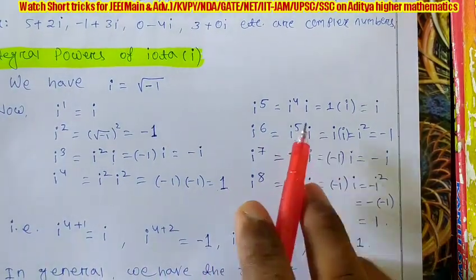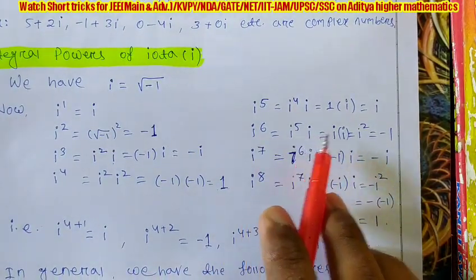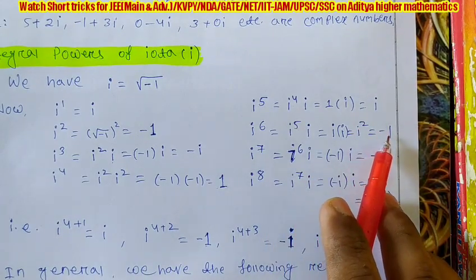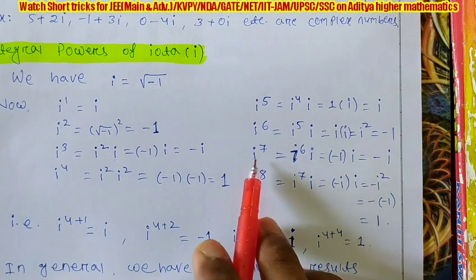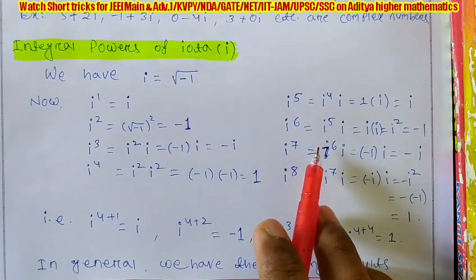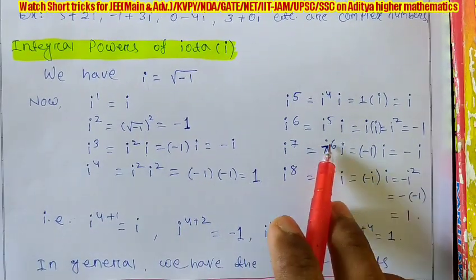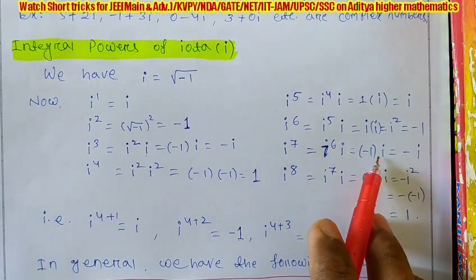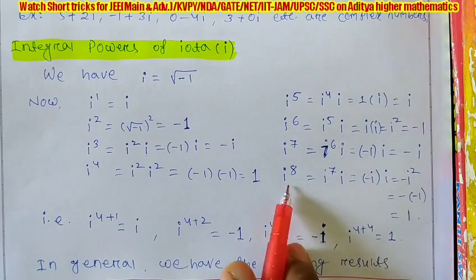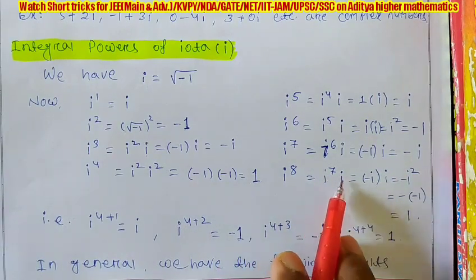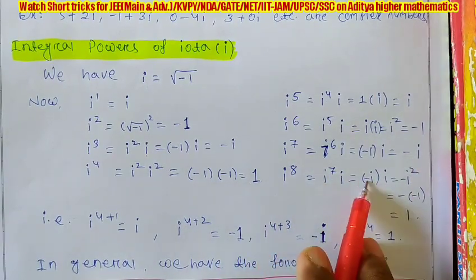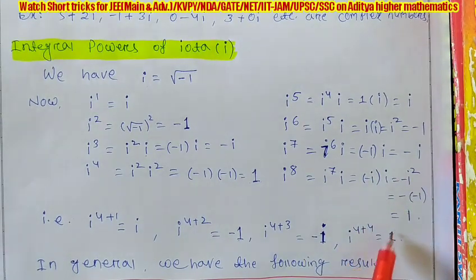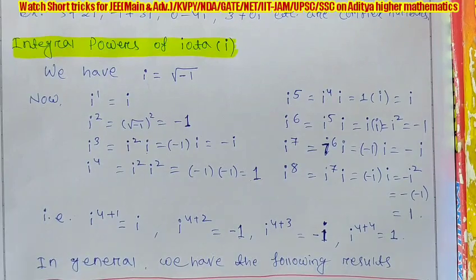Similarly I to the power 6: I to the power 5 we got as I, so I times I is I square. I square value is minus 1. Next I to the power 7, similarly I to the power 6 multiplied by I. I to the power 6 we got as minus 1, multiplied by I is minus I. I to the power 8: I to the power 7 we got as minus I, so minus I times I is minus I square, but I square is minus 1, so minus times minus is plus 1.